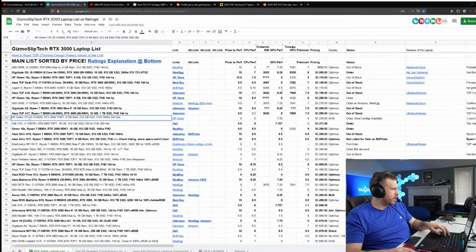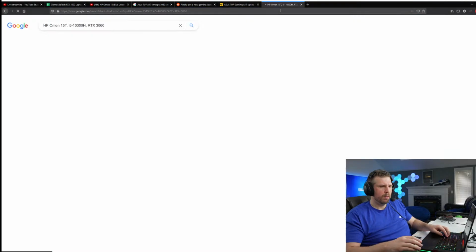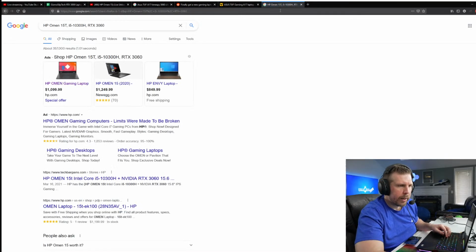All right, Omen 15T. This one's going to be interesting. All right, so i5 10300H. I don't know if I'll be able to find this. Let's see if we can find a review of this. Maybe. Hey Gizmo, do you have any suggestions on how to keep the CPU cooler? It hits 100 degrees a lot. I took it to a computer repair store and the guy wants 350 for a repaste job.